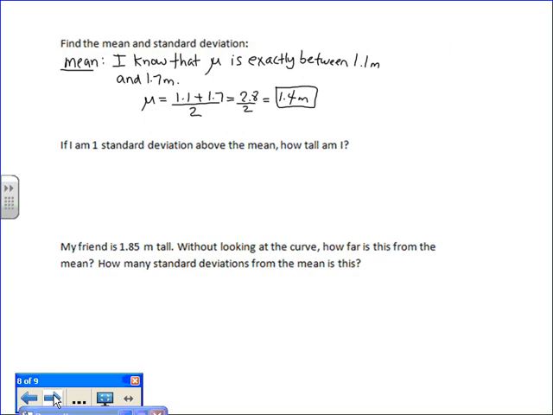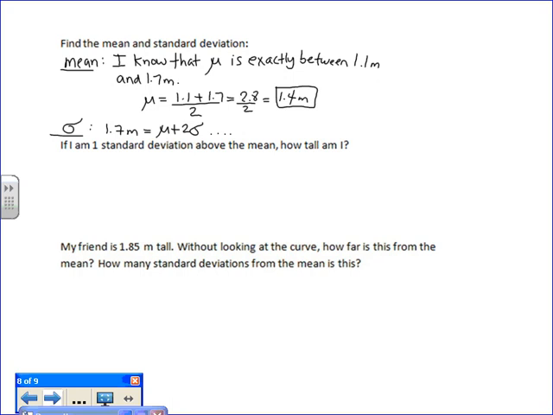What's the standard deviation? Well, let's figure out the standard deviation. Sigma, or standard deviation. Well, I know that I could use either 1.1 or 1.7. Let's use the upper one. So I know that 1.7 meters is equal to the mean plus 2 standard deviations. That's what I was given. I know that's true. So let's go ahead and figure out what the standard deviation is equal to.